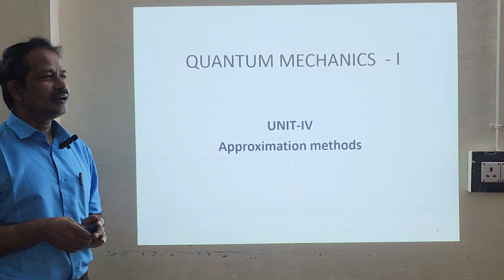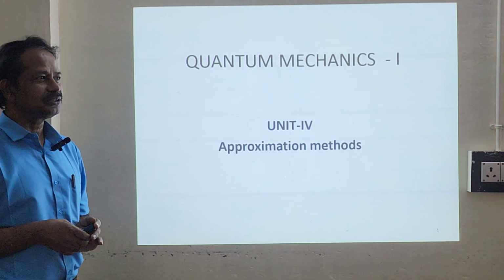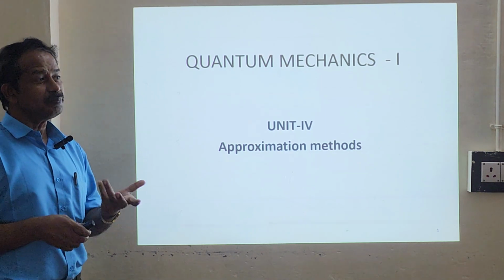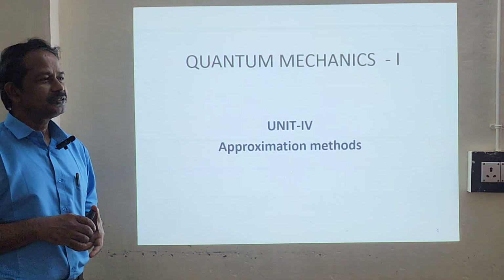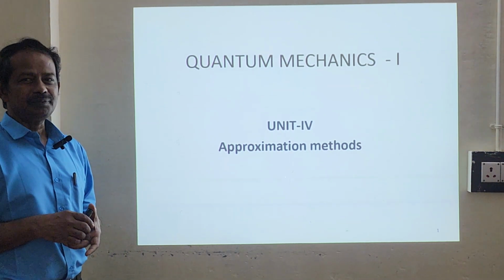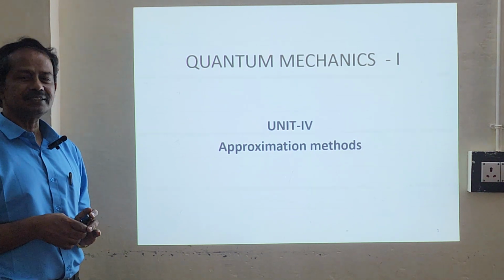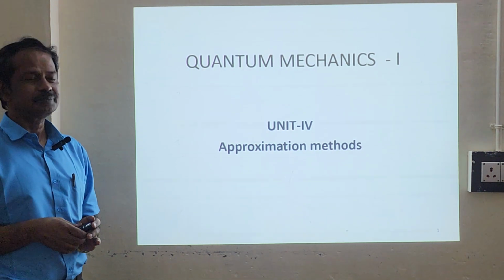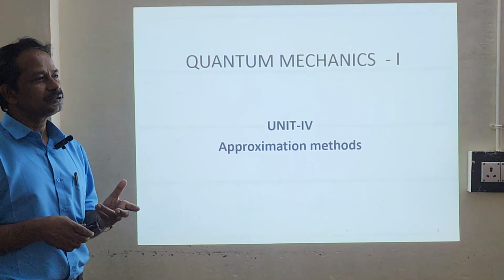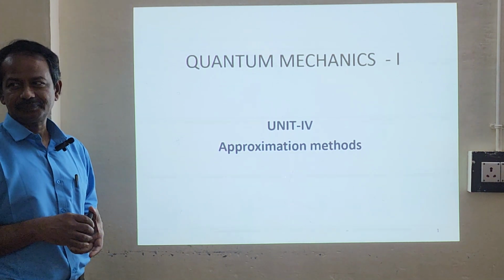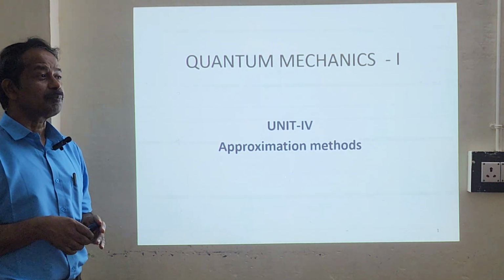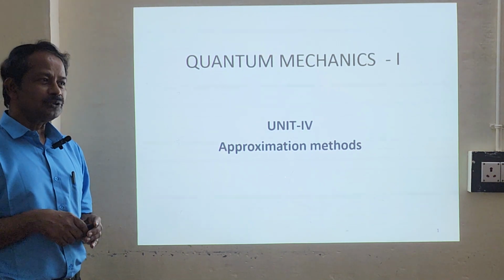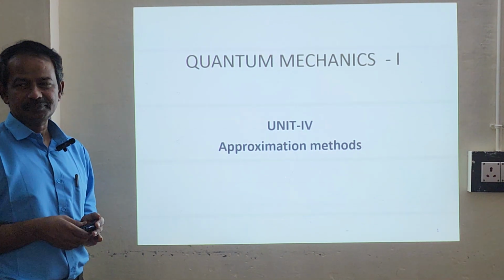Whereas the models which you are going to look into are all complicated systems. For those complicated systems, we cannot solve the Schrodinger wave equation. The same approach cannot be followed. We'll have to have some new ideas. So we'll have to have some approximation methods to have approximate solutions.